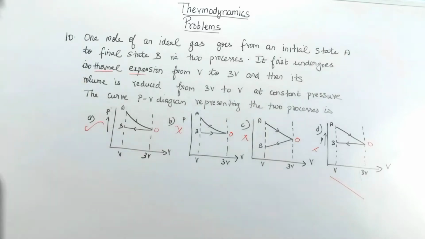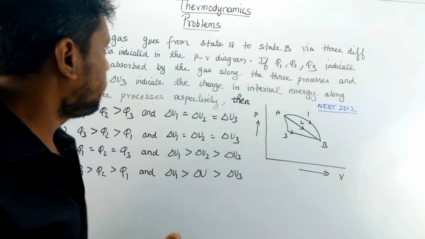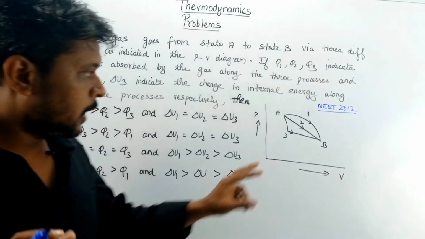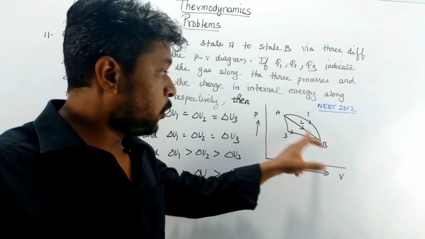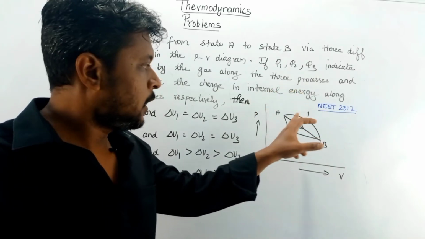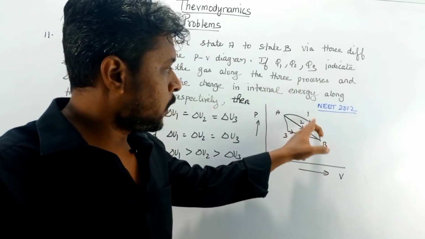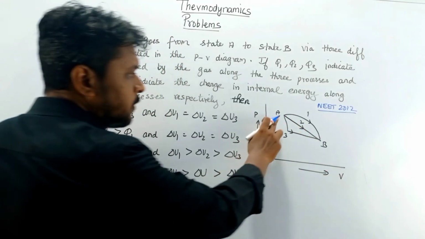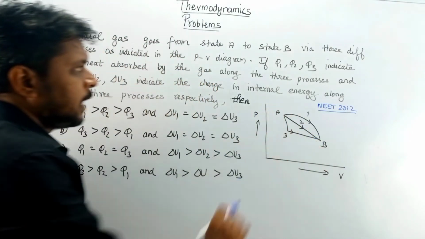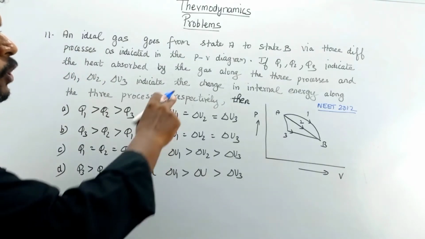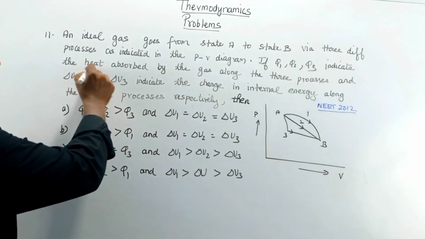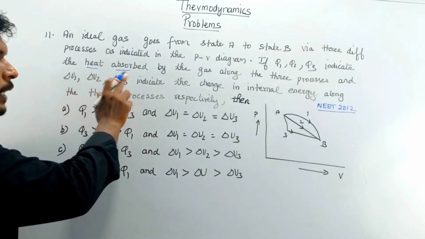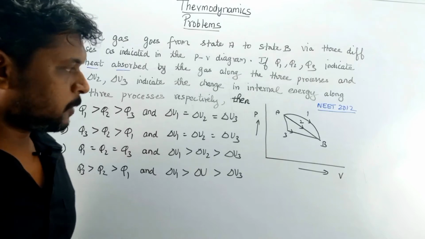Here in this 11th problem, an ideal gas goes from state A to state B. We have three different processes, so it moves from A to B by three pathways: this is the first pathway, this is the second one, and this is the third one. The initial and final points are the same, but the pathways are different. Q1, Q2, Q3 indicate the heat absorbed by the gas along the three processes, and delta U1, delta U2, delta U3 indicate the change in internal energy along the three processes respectively.